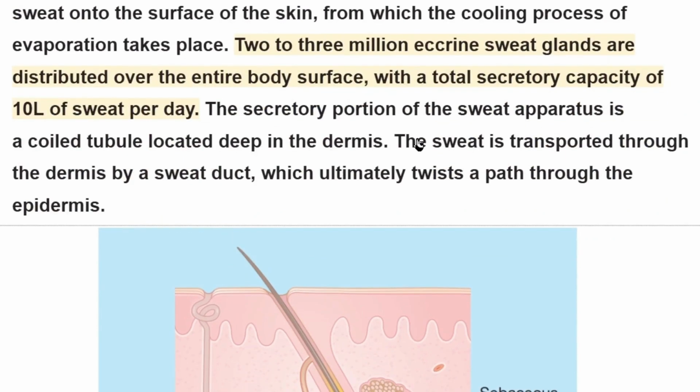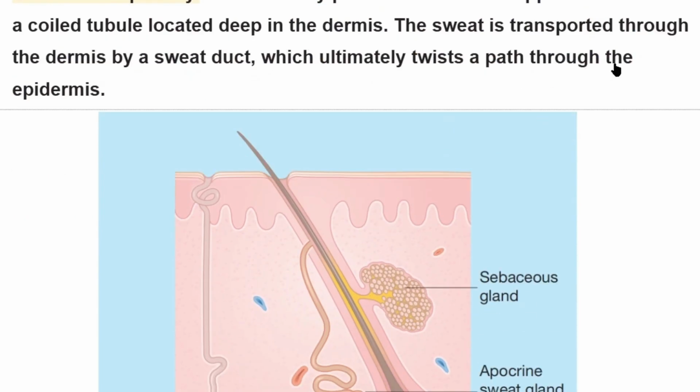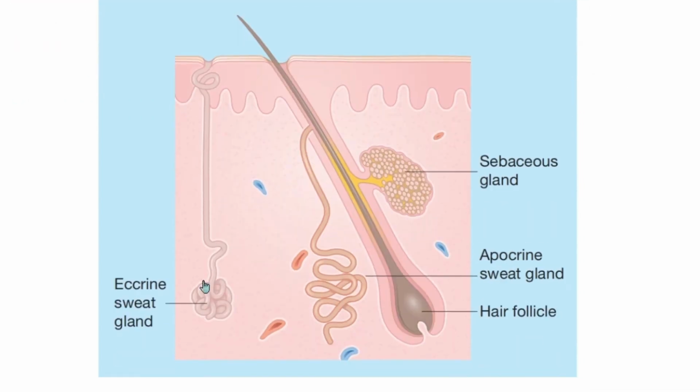The secretory portion of the sweat apparatus is a coiled tubule located deep in the dermis. The sweat is transported through the dermis by a sweat duct, which ultimately twists a path through the epidermis. As we can see here, the eccrine sweat gland, and the secretory part of the sweat gland is located deep in the dermis, and we have the duct of the sweat gland, and here finally it twists through the epidermis.